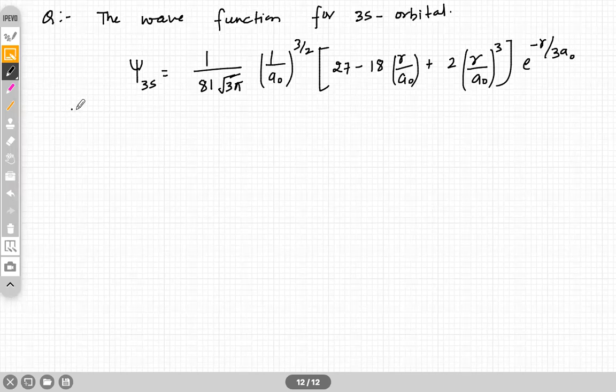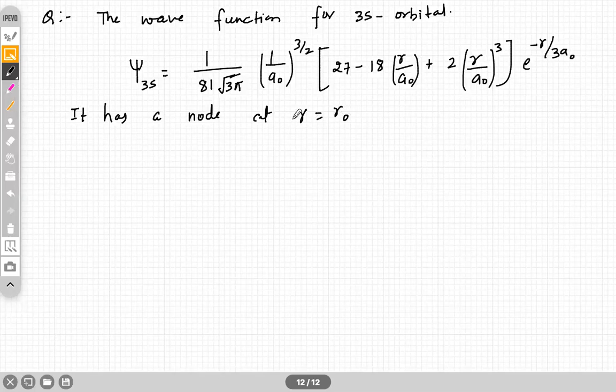It has a node at r equals r naught. r is the radius, and a naught is the first Bohr radius, we can say, the ground state. Find the relation between r naught and a naught.